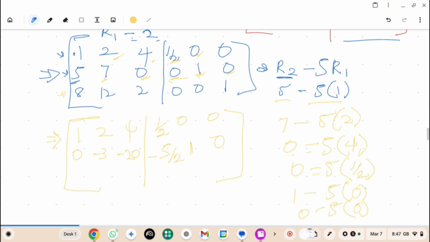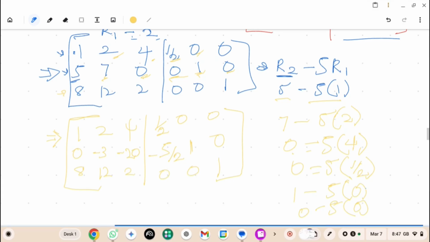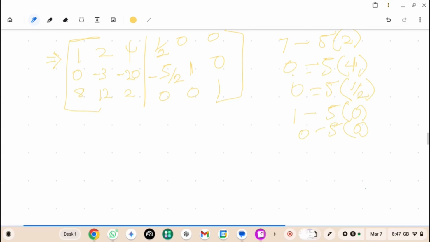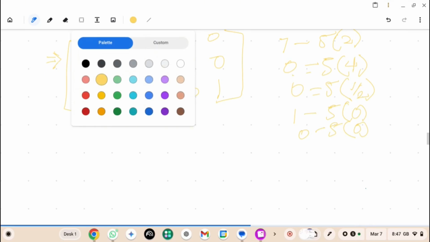Which is 8, 12, 2, 0, 0, 1. So now we've been able to change the element on the second row to 0. So now we are moving to the 8. We want to turn that 8 to 0. So how are we going to turn the 8 to 0? We turn the 8 to 0 by subtracting 8 from itself.